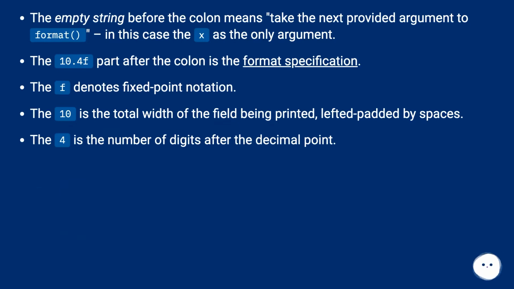The f denotes fixed point notation. The 10 is the total width of the field being printed, left padded by spaces. The 4 is the number of digits after the decimal point.